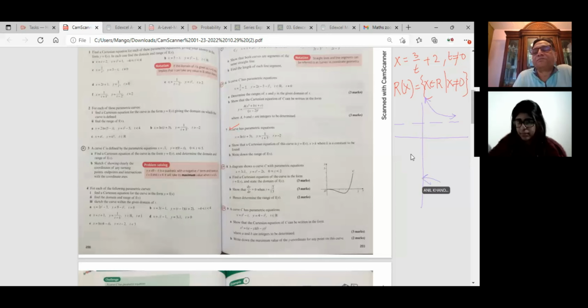Correct? So it means what? It means that x is not equal to 2. Is that okay? All of the values x can have, right? So we have the range of x. Let me rewrite it here. The range of x is x belongs to real numbers, but x is not equal to 2. Is it okay?